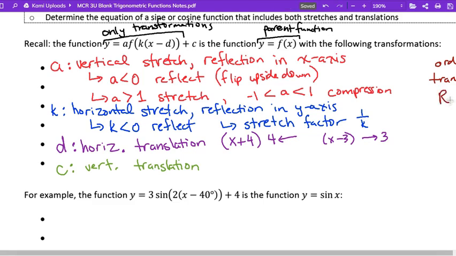Order of transformations. R stands for what? Reflect. S stands for stretch. T stands for? Translate. Good. So first flip, then stretch, then translate. Which of these two can you change the order and it's still the same thing? R and S. It's like in BEDMAS, you can do division and multiplication in whichever order it comes. But the translation is separate. That absolutely has to be the last step when we're graphing.